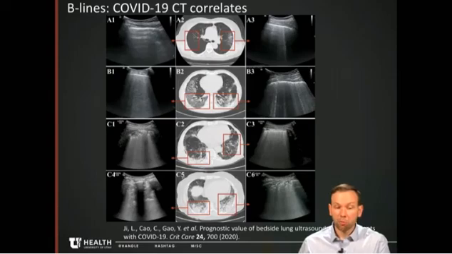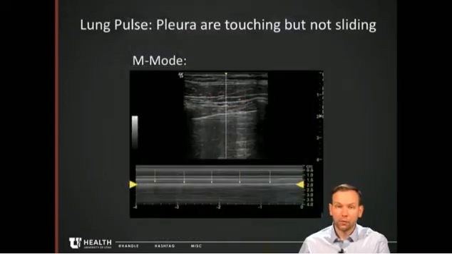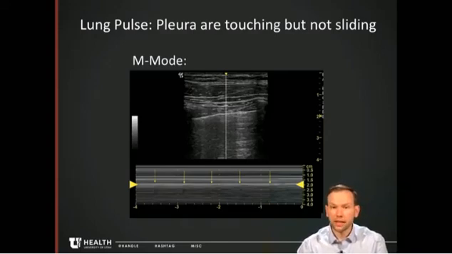So we've talked about B lines, we've talked about lung sliding, we've talked about the lung point. That leaves our last finding, which is probably the most obscure finding, and this is called the lung pulse. And what the lung pulse indicates is that the pleura are approximated, there is an absence of air, but they are not sliding. And this can happen for a few different reasons.